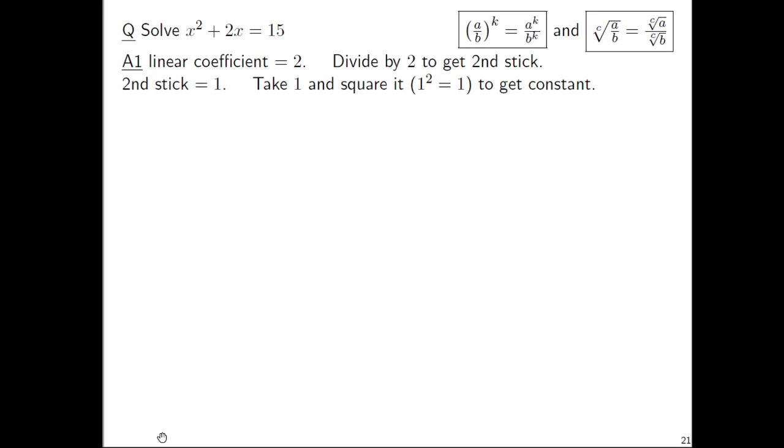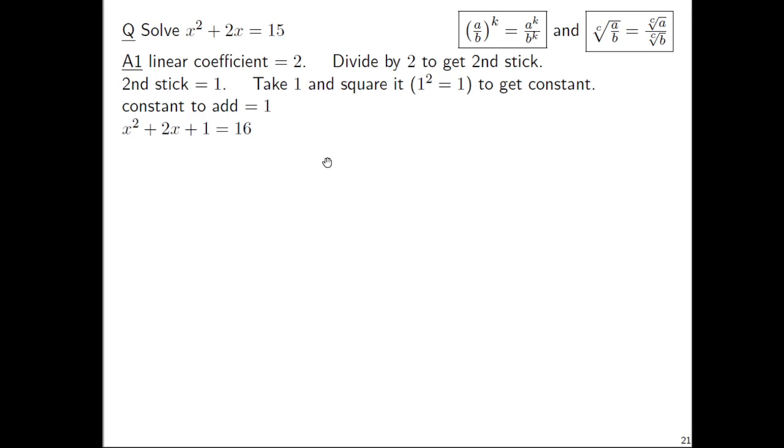Now remember, we have to take the number 1 and square it to get the constant. Now 1 squared happens to be 1, but you'll notice that the second stick 1, you have to square that number to get the constant. So the constant isn't copying the second stick. It never was. It's just we got a coincidental situation here where when you square 1, it just happens to be 1 again. So we need to add 1 to both sides.